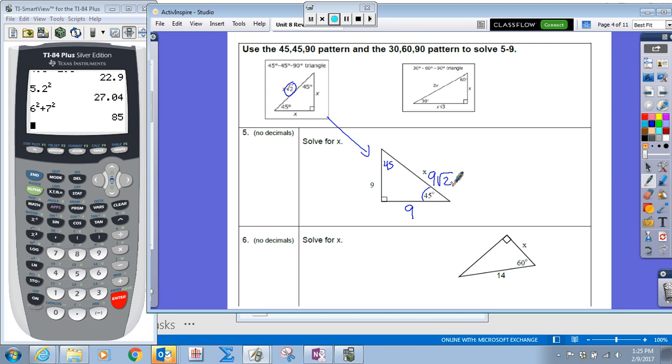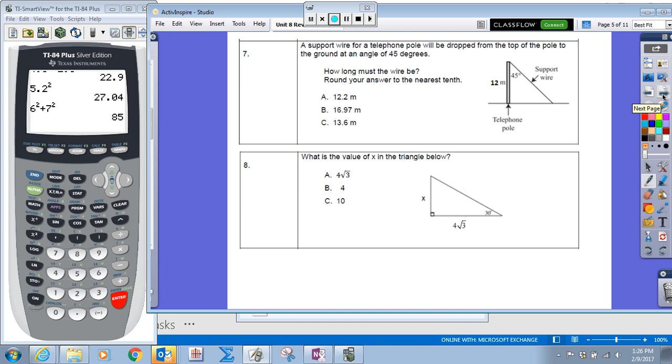For number 6, it's a 30, 60, 90. So we would follow this pattern. And they have given us the hypotenuse. So to go from the hypotenuse to our short leg across from the 30, we just divide by 2. So divide by 2, and that gives us 7. So x equals 7.